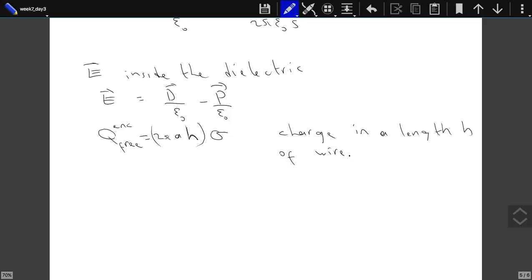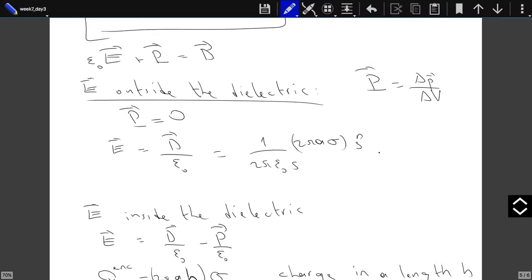What is the linear charge density? That is one parameter which we quite often use. Linear charge density, for which we quite often use the symbol lambda. This is Q divided by h, which is 2 pi a times sigma. So actually this expression over here is 1 over 2 pi epsilon 0 s times lambda in the s direction.